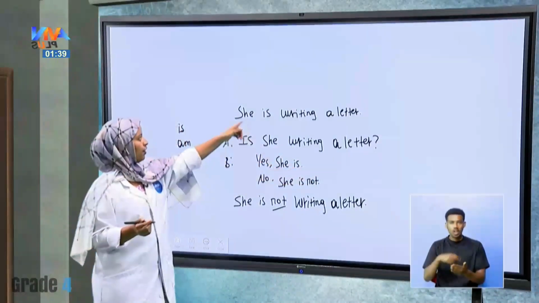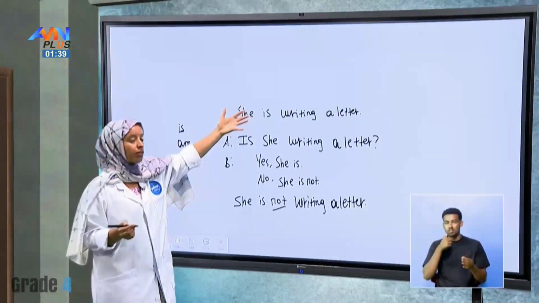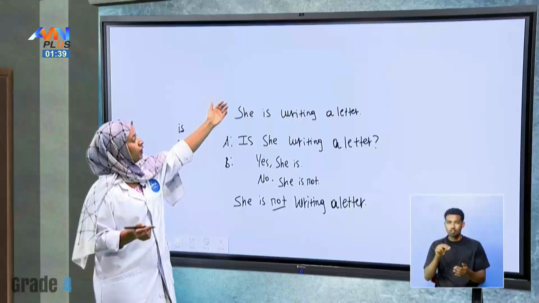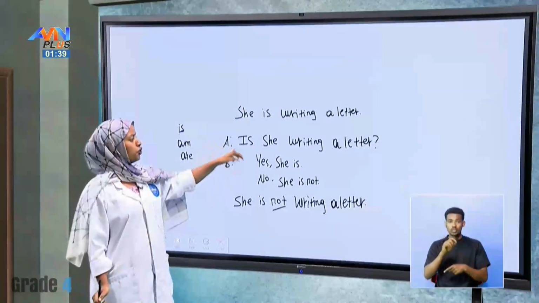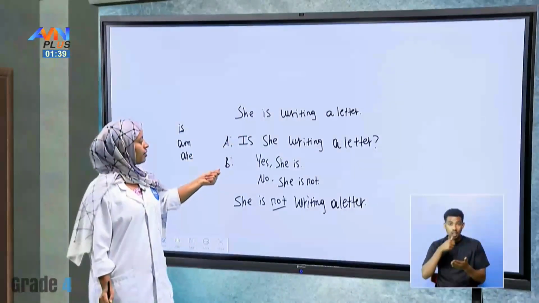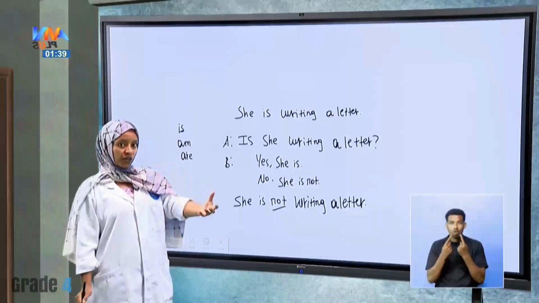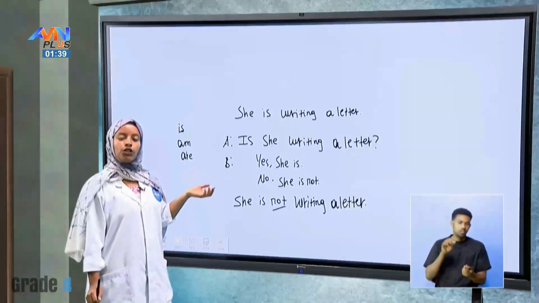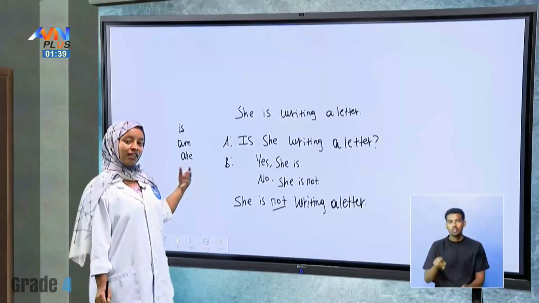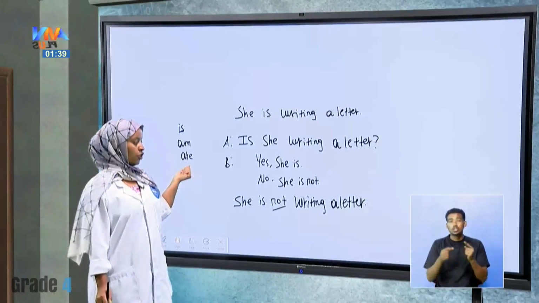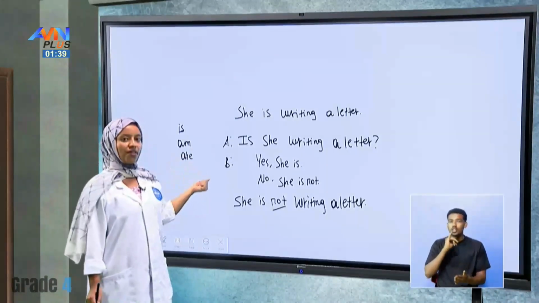Look, students, here is an affirmative sentence, or it's called a positive sentence: she is writing a letter. When we come to the question, is she writing a letter? And to make a dialogue or conversation with your friends, you can say, yes, she is. And also, no, she's not. And also to make a negative sentence, you can say, she's not writing a letter.